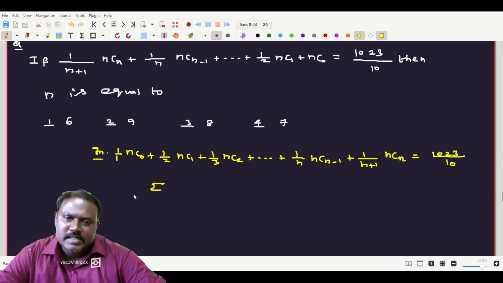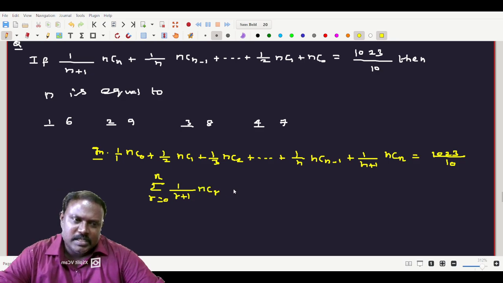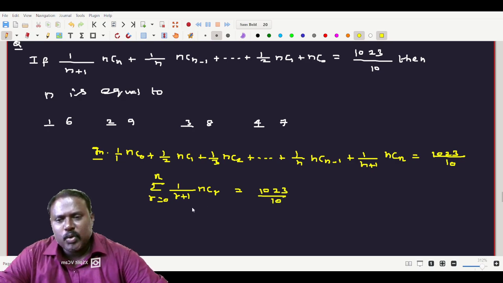I can rewrite this as summation R equals 0 to n. Look at this: the denominator varies. Here 1, here 2, here 3, up to n plus 1. So I am writing 1 divided by R plus 1, R equals 0 to n, 1 divided by R plus 1 into NCR. This is equal to 1023 divided by 10.